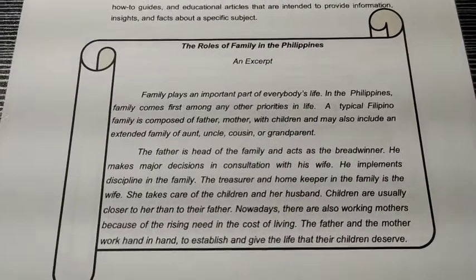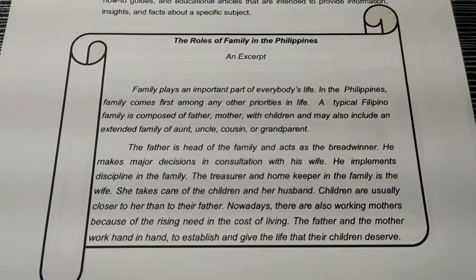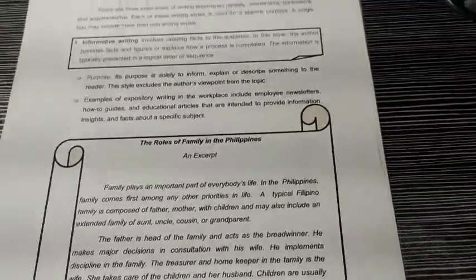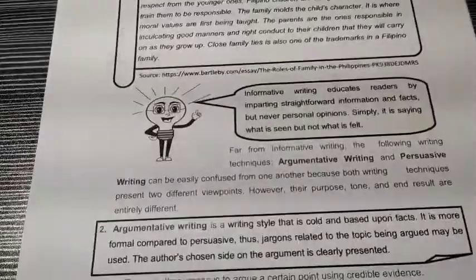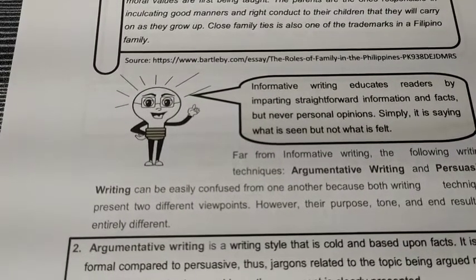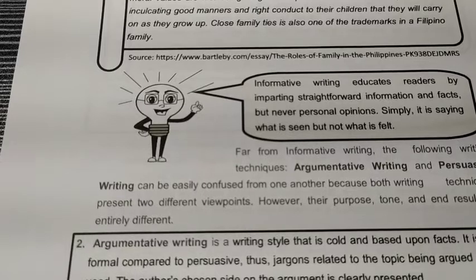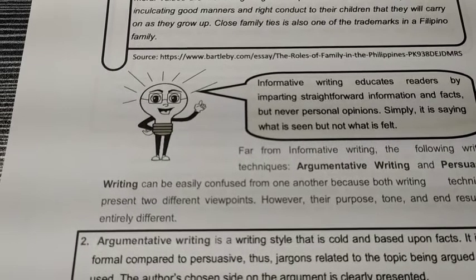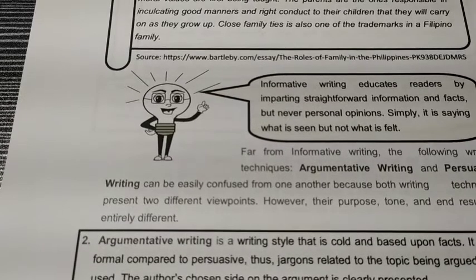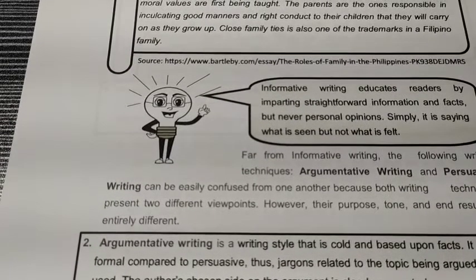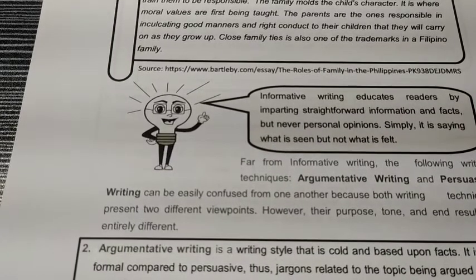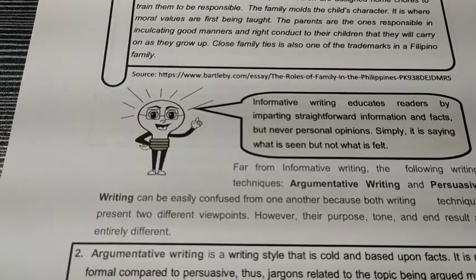So we have here the excerpt, meaning a part only, the roles of family in the Philippines. So you can read it in example of informative writing. So informative writing educates readers by imparting straightforward information and facts, but never personal opinion. Simply it's saying what is seen but not what is felt. So it's not about the emotion, but it's about the cognitive part, meaning what you should think about a particular topic, because it is the truth embraced by the world.